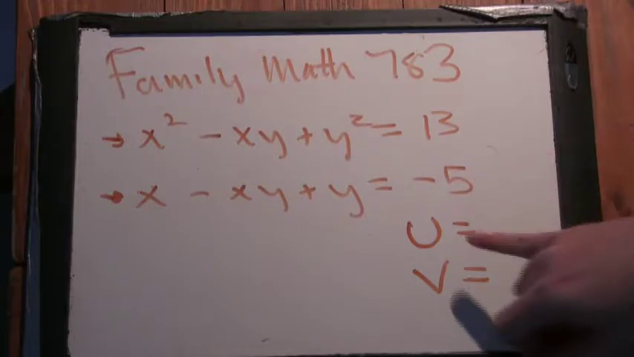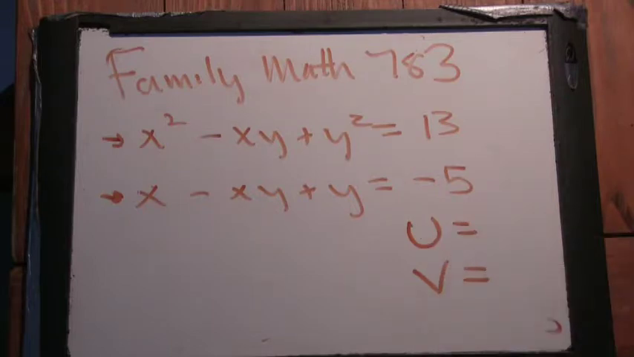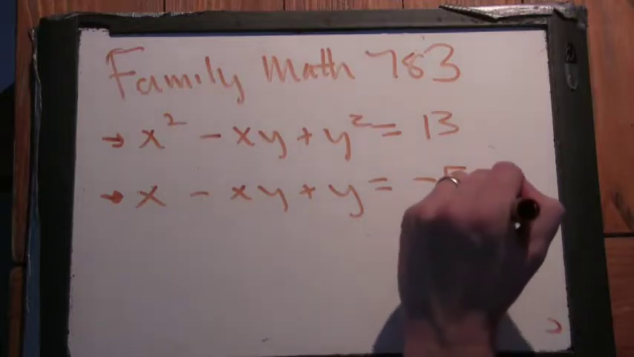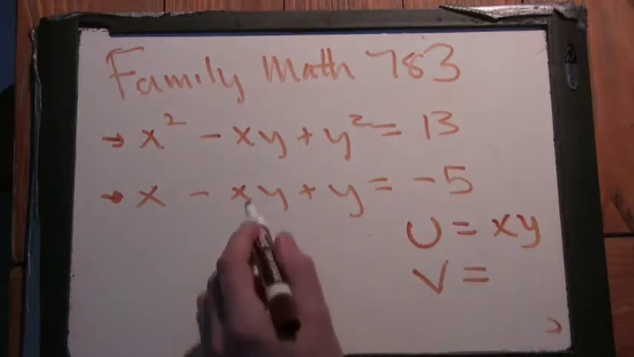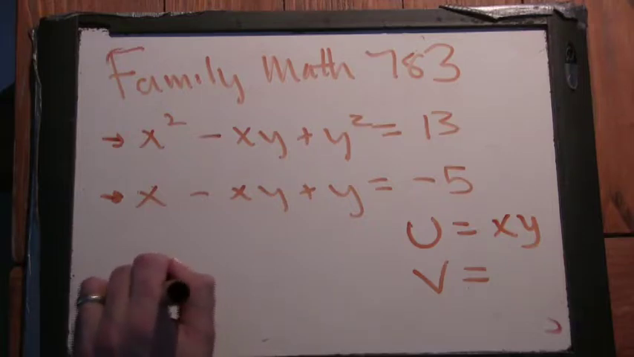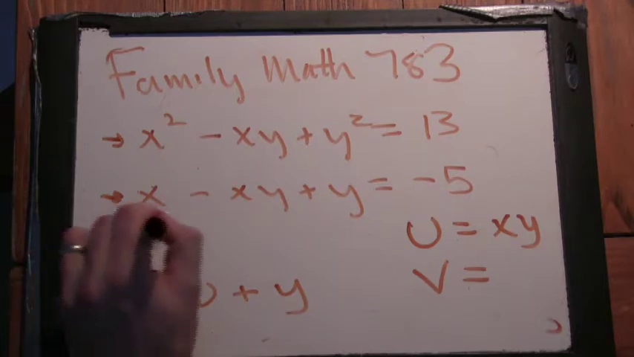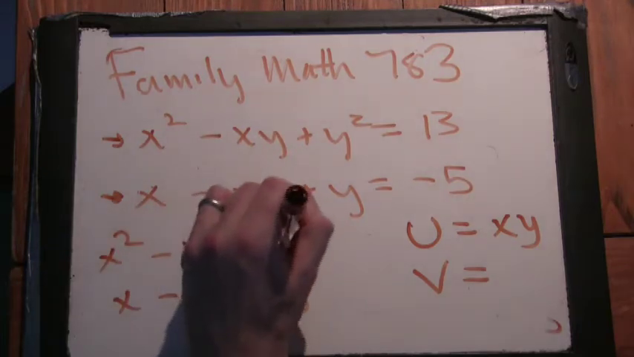So what might be something I could let u equal that's symmetric in x and y and something that you see in both equations? Like xy? Okay, so let's say u equals xy. So this equation would become x minus u plus y. Mm-hmm. And this would be x squared minus u plus y squared.